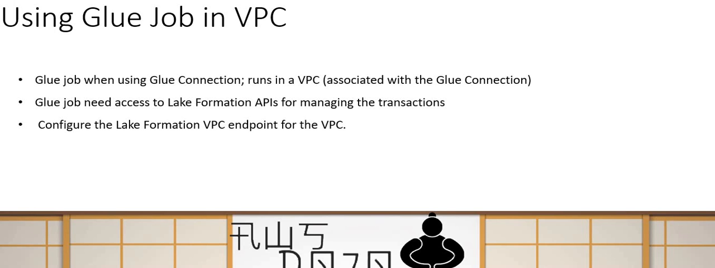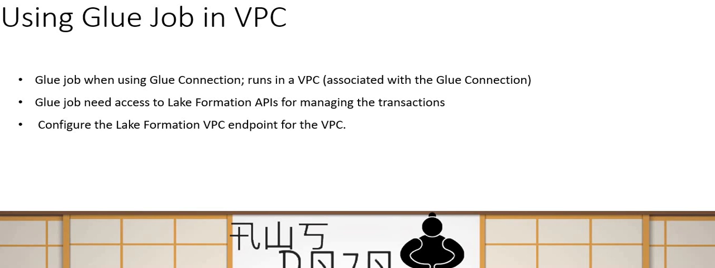Sometimes you use a glue job with a VPC. Sometimes when you write a glue job, you use a glue connection to talk to an API or a database, and in that case your glue job runs in a VPC. The glue job needs access to the Lake Formation API to manage the transaction. But once it runs inside a VPC, if the VPC does not have a NAT gateway or a Lake Formation VPC endpoint, then your glue job cannot access the Lake Formation APIs.